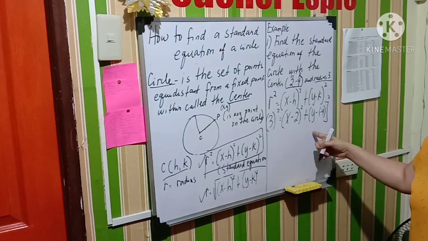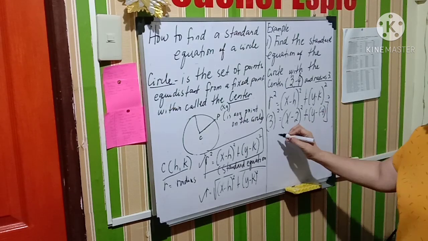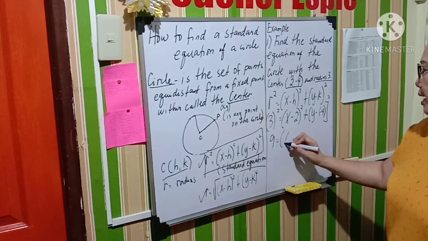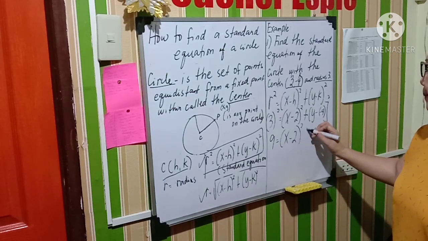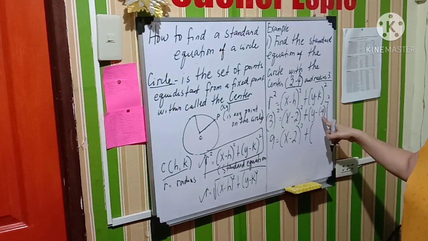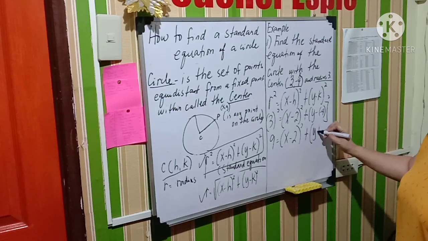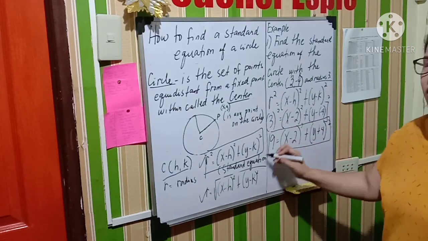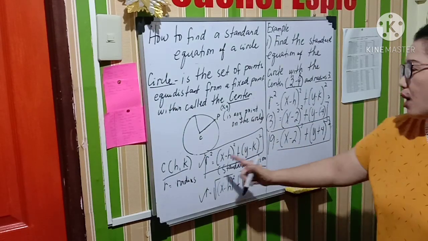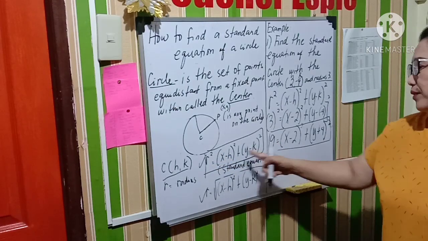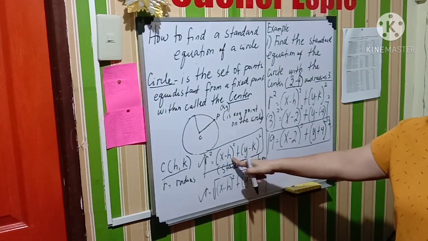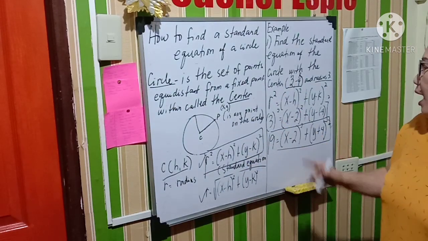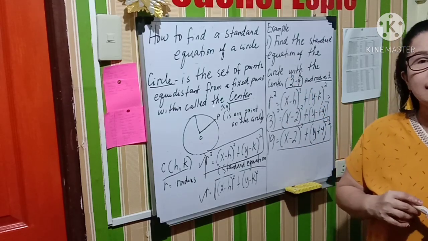Let us simplify first. A negative times negative will give you positive. So, 3 squared will give you 9 is equal to (X minus 2) squared plus, negative times negative will give you positive, so (Y plus 4) squared. So, this is now your standard equation of a circle. Nakasulat na po siya. We know that your R squared is your 9, X minus the value of your H, plus Y plus the value of your K. Okay, so, ito po yung tinatawag natin na standard equation of a circle.